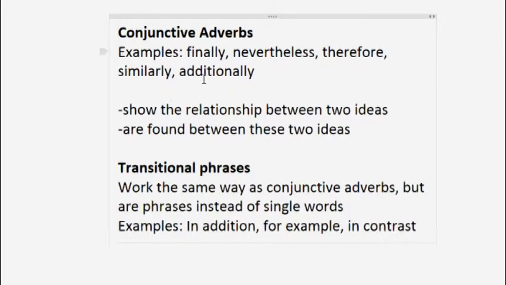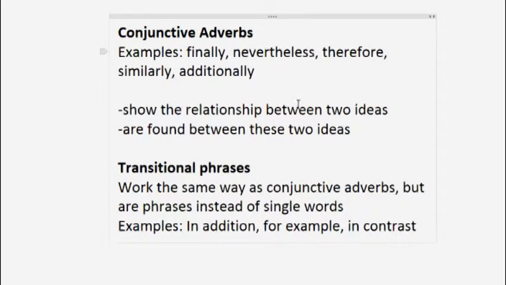But these words do two important things. First of all, they show the relationship between two ideas, right? They tell me how the sentence that precedes and the sentence that follows are related. And they also, and this is essential, are found between those two ideas. So conjunctive adverbs always need to sit between those two sentences that they are showing the relationship between. And the way they do that is they start that second sentence.